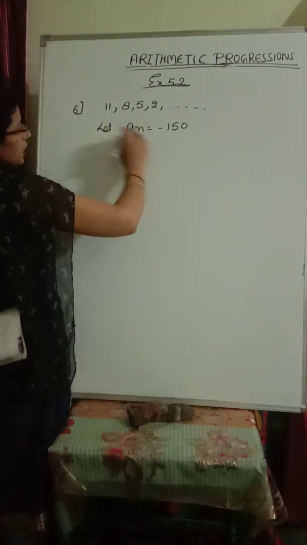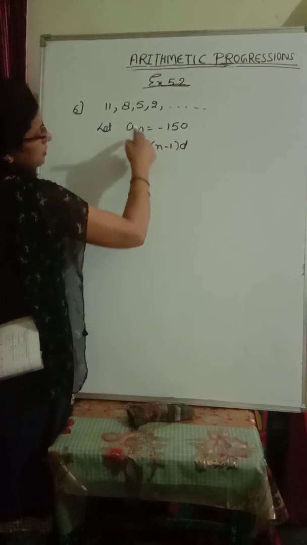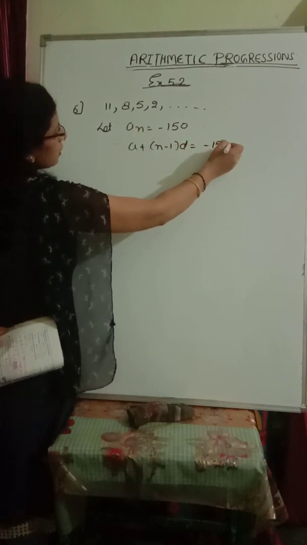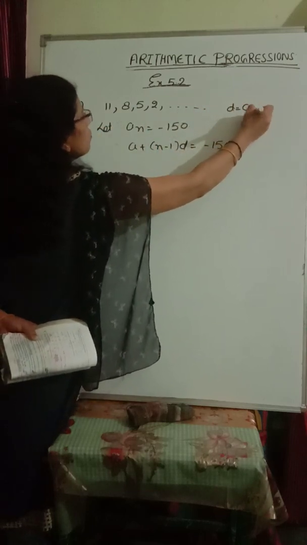So now the nth term. You know the nth term is a plus (n minus 1) into d. Its value is minus 150. What is d? So from here find d. So d is equal to a2 minus a1.